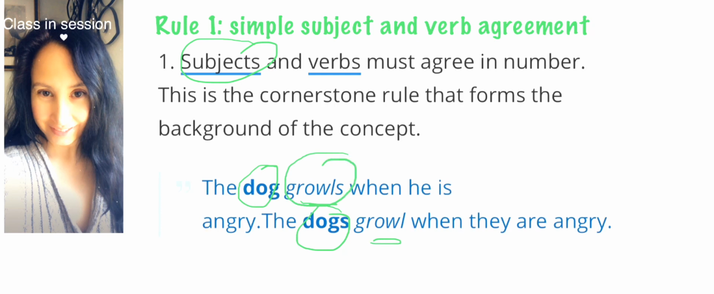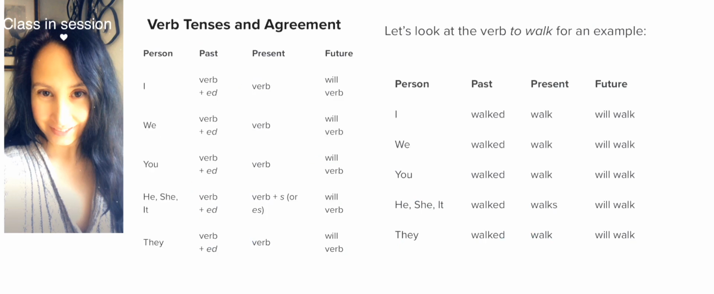Okay, so you notice dog is singular, one dog, and it growls. You add the S. Dogs is more than one dog, and it will growl. So the dogs growl, there's no S. That's the verb and subject agreement. It's very simple, okay? There are exceptions, but these are the simple ones. Let's learn more. So the verb tenses and agreements.